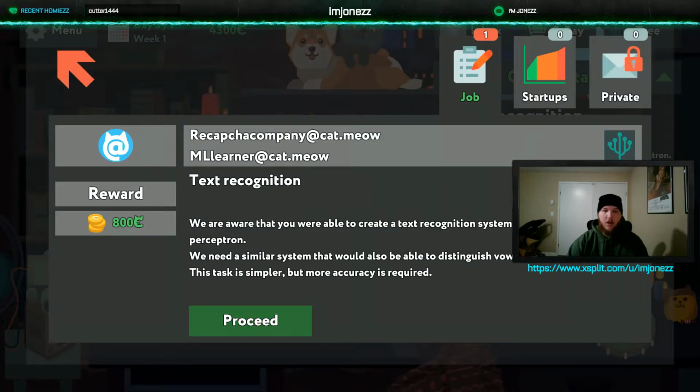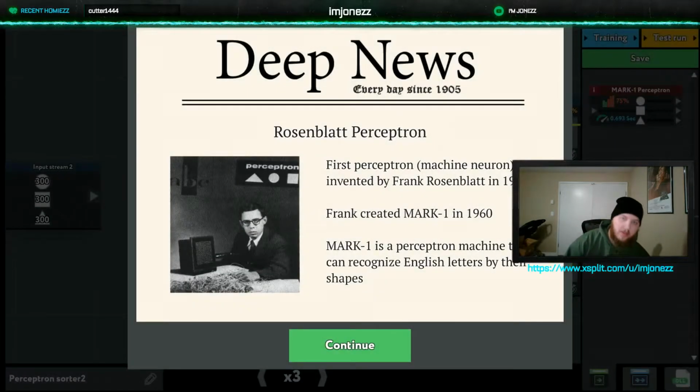So the text recognition. We are aware that you were able to create a text recognition system based on the Rosenblatt Perceptron. This is a reCAPTCHA company. We need a similar system that would also be able to distinguish vowels from consonants. Ooh, this is simpler, but more accuracy is required. This is really cool. So yeah, we'll open it up and then we can talk about it more.